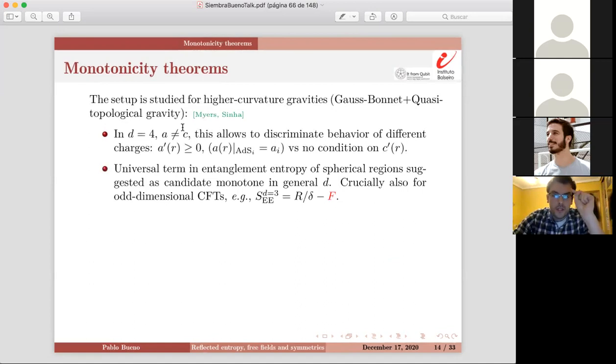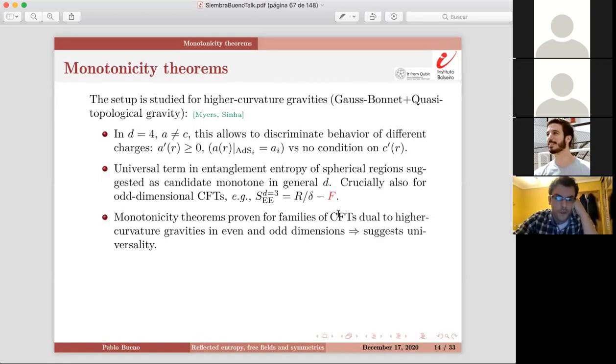The second thing that they observe, using these ideas, is that there was a candidate for a C function in 3 dimensions that people had not considered before, and that is the entanglement entropy universal term across an S1 in 3 dimensions. So the thing that I mentioned before also turned out to be the right insight.